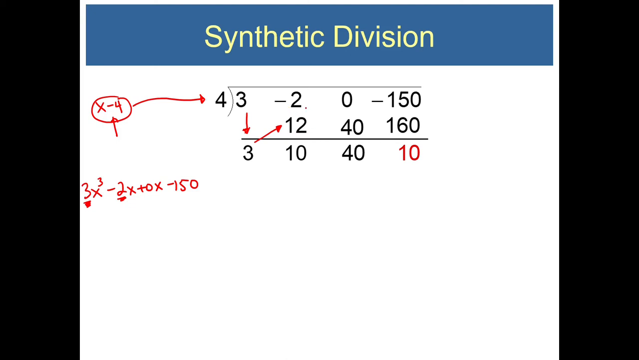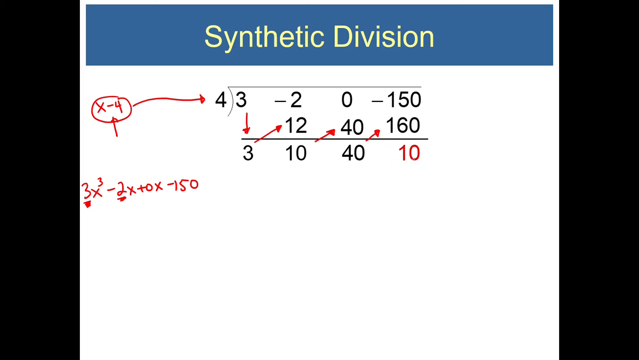Then we're going to add negative 2 plus 12 gives us 10, and we're going to multiply. 4 times 10 gives us 40, and we're going to drop that underneath the 0. And we're going to add 0 plus 40 gives us 40. Then we're going to multiply 4 times 40, and that gives us 160. Negative 150 plus 160 gives us 10.